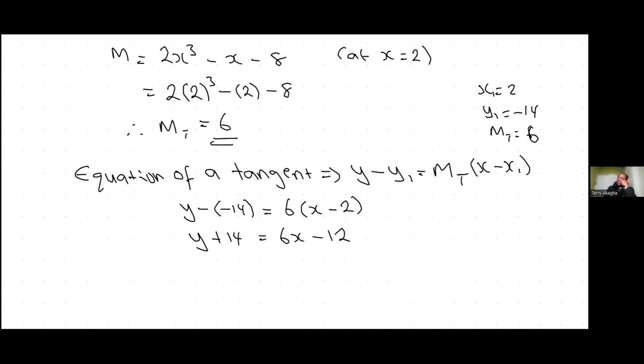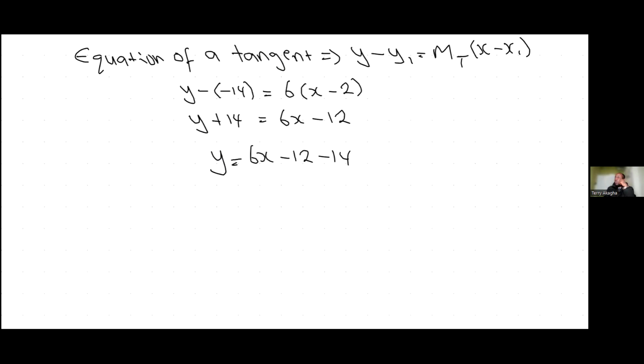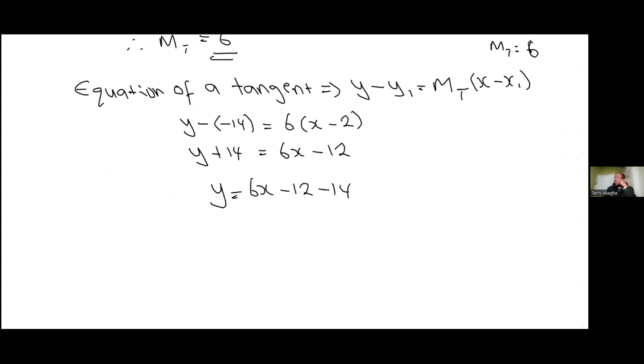Then we'll take 14 to the other side. So y will be equal to 6x minus 12 minus 14, and y will be equal to 6x minus 26. So this is the equation of the tangent. Now, but they want us to get the equation of the normal.